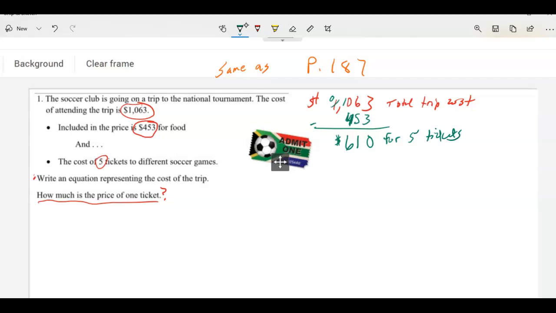Okay, so now we have that $610 for 5 tickets. And now we need to figure out how much is the price for one of those tickets. So we have $610 for 5 of them, but we need just the price for one. And in order to find that, we need to divide that 610 equally 5 different ways, okay? So 610 divided by 5 will give us the cost of one ticket.